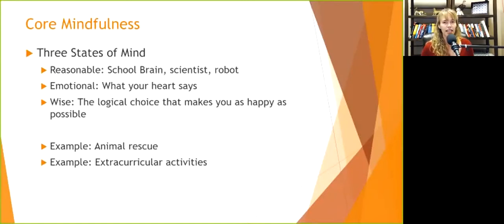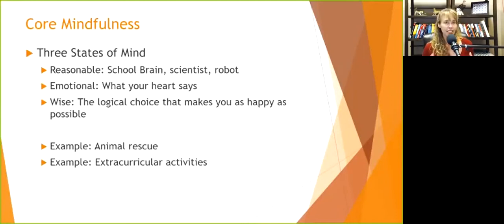And then the wise mind is the logical choice that makes you as happy as possible. So when I'm working with kids, a lot of times I will come in and we'll talk about examples. Tell me about a time where there was something that happened that your reasonable mind or your school brain told you was one way, but your emotional brain told you it was another way. I give my example of animal rescue.